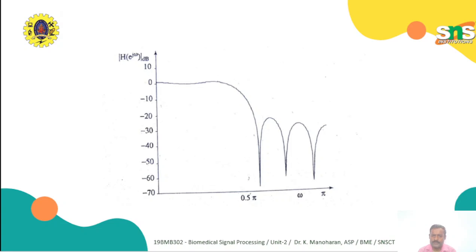Up to this 0.5, the value goes from 0 to minus 70. Again it increases, and again it will have a decrease and increase. So this has small oscillations. This is an actual response from an FIR filter, and we have some oscillations due to this effect. Thank you.